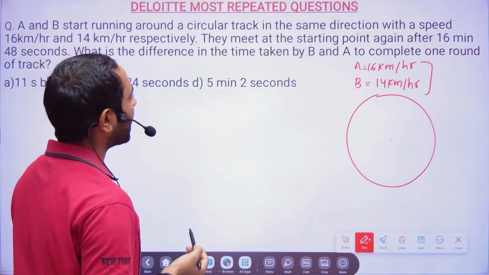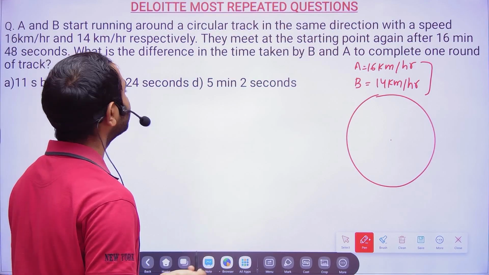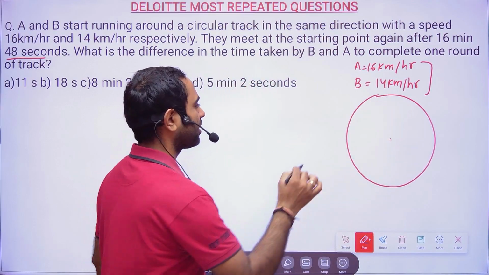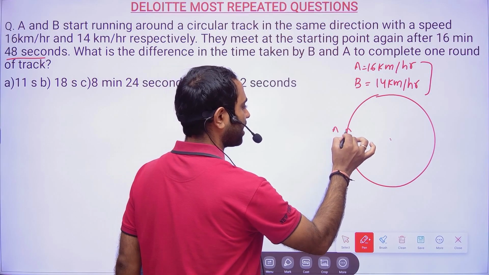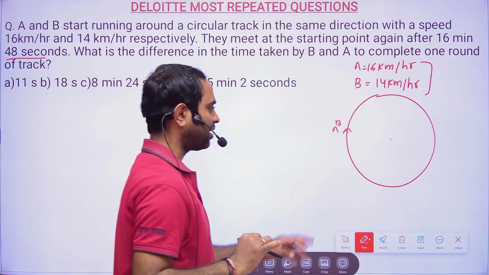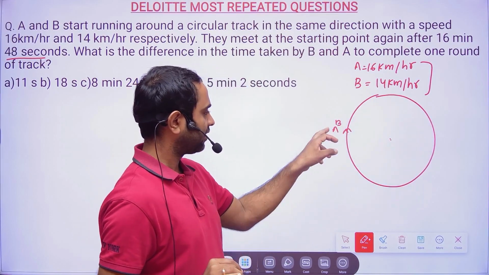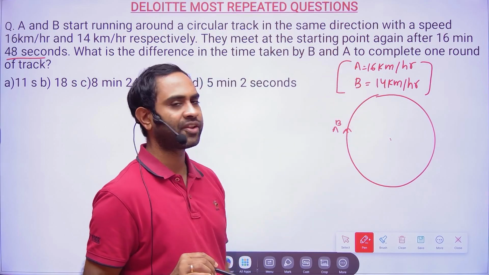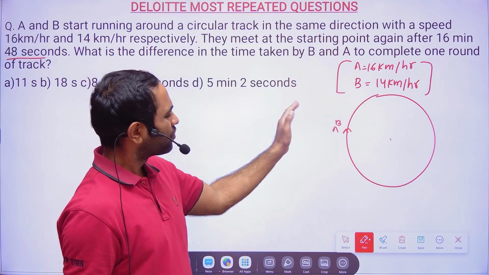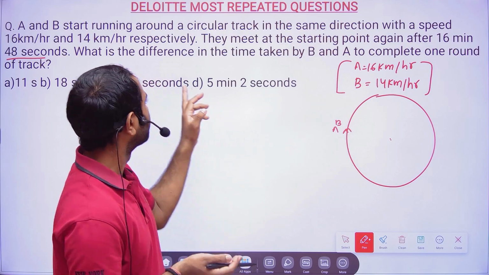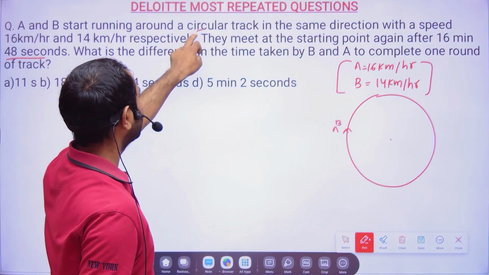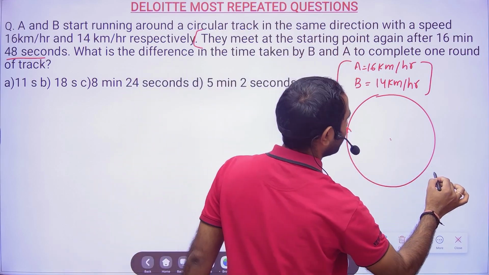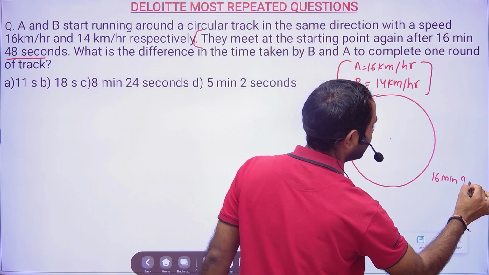They meet at the starting point again after 16 minutes 48 seconds. So basically, on a circular track, if A and B both are starting at the same position, definitely A will complete one round and B will complete one round. At some point of time they will be meeting, because one speed is less and one speed is more. So they meet at the starting point. After how much time? 16 minutes and 48 seconds.